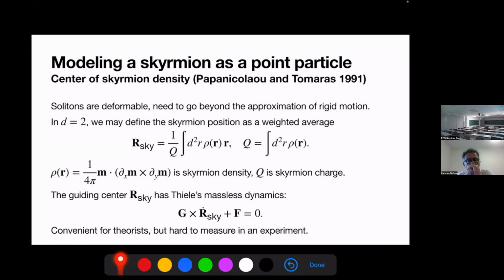And it turns out that the position of the skyrmion so defined obeys the exact same Thiele equation. Even though your soliton may be deformed, nonetheless, this position follows the same equation of massless dynamics.